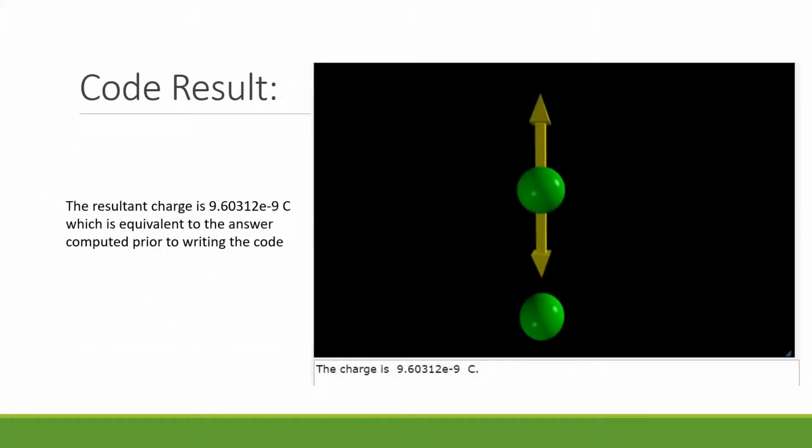The top sphere within the photo represents the top hovering tape. It has two y forces acting on it, displayed in yellow. The charge printed out at the bottom is 9.6 times 10 to the negative 9 coulombs, which is equal to the previously calculated result.